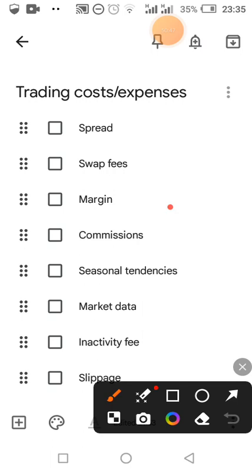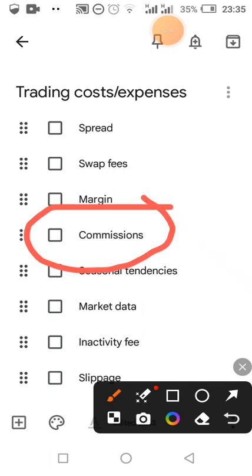Then the next type of trading costs are commissions. So commissions are usually charged with brokers which are A booking or which are STP booking. So remember, A booking is when your trades are sent to the actual interbank market of the central banks, where there is usually negligible conflict of interest or even none between you and the broker.